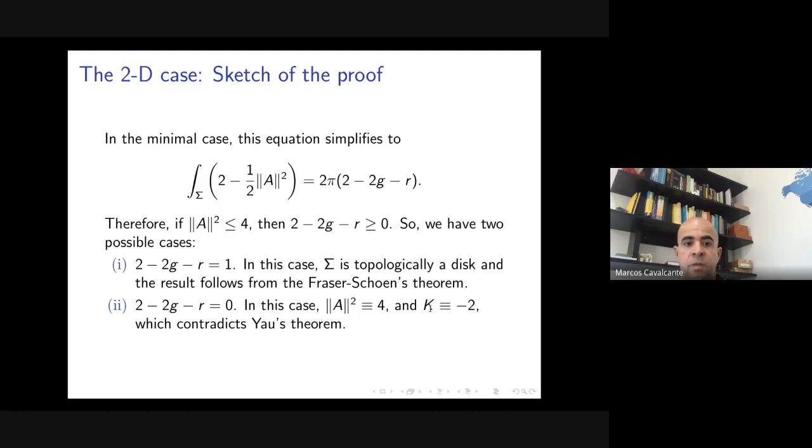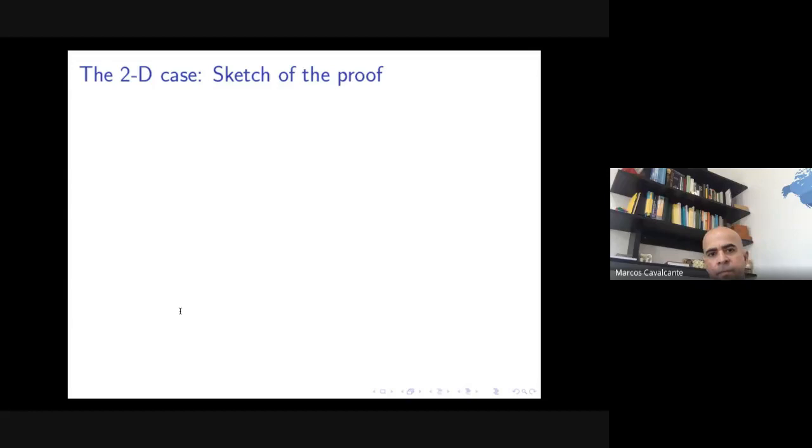But there is a very nice theorem of Xiaotong Yao that says that there is no even local minimal immersion of the hyperbolic space in Euclidean space, in any codimension. So this condition contradicts Yao's theorem. So we conclude that sigma is in fact a flat disk. So this is the proof in two dimensions. That's all. Thank you very much.